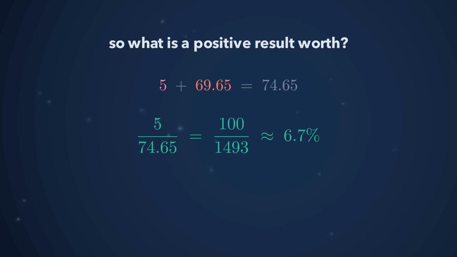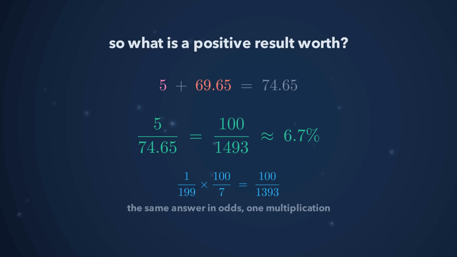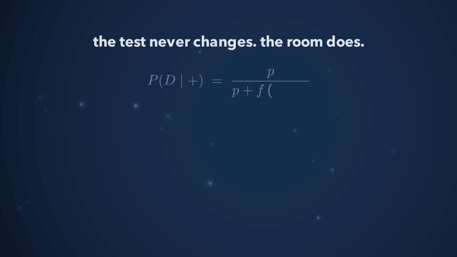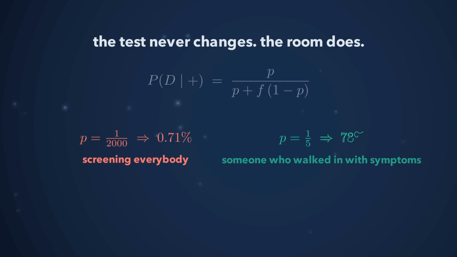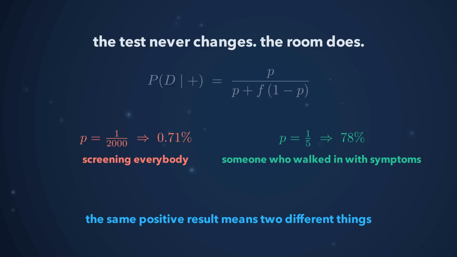There is a faster route. Work in odds. Prior odds times the likelihood ratio. 1 multiplication, same answer. Write it in general, and 1 expression covers all of it. Now keep the instrument identical and make the disease 10 times rarer. A positive drops to 0.7%. Keep it identical again and hand it to someone who walked into a clinic with symptoms, whose odds were never 1 in 200, and it climbs past 75%. Same test, same day, and the same positive result means 2 different things.